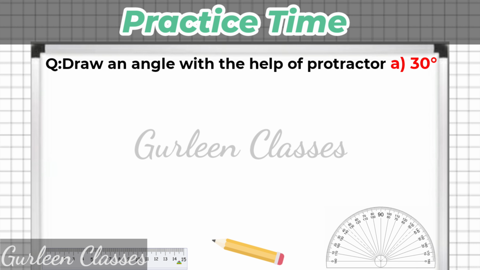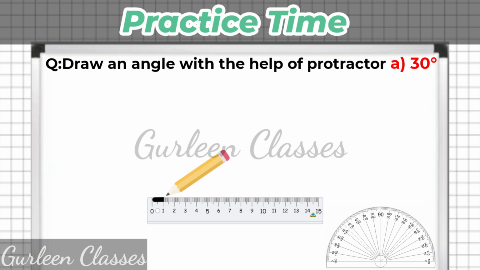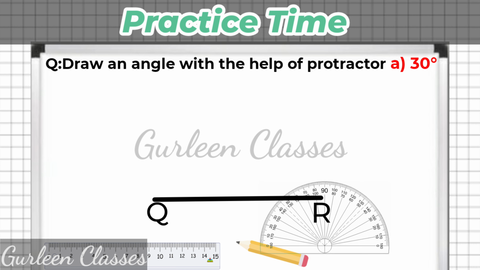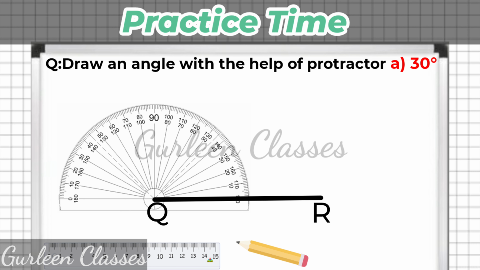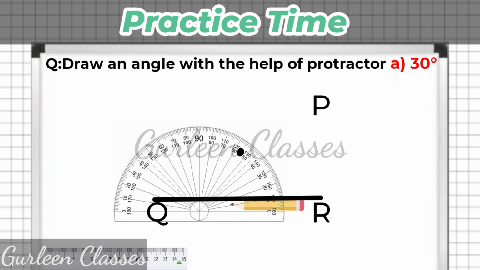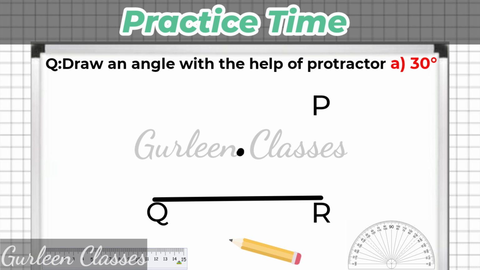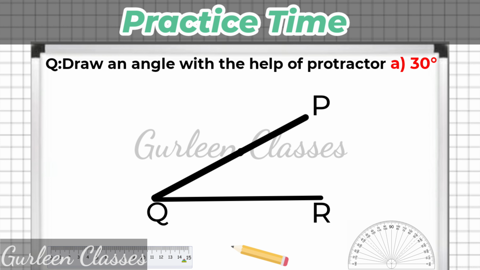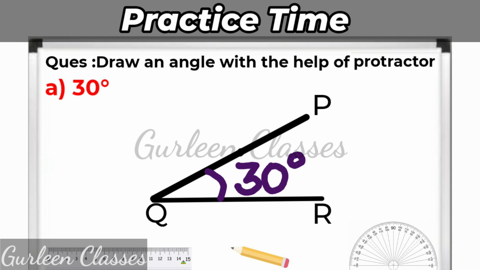So let's start. A part, 30 degree. Draw a line QR, as Q is the common point of the angle. Now we will place the protractor at point Q. By looking at the inner scale of the protractor, we will mark a point P at 30 degree. So join this point. Angle PQR equals 30 degree.